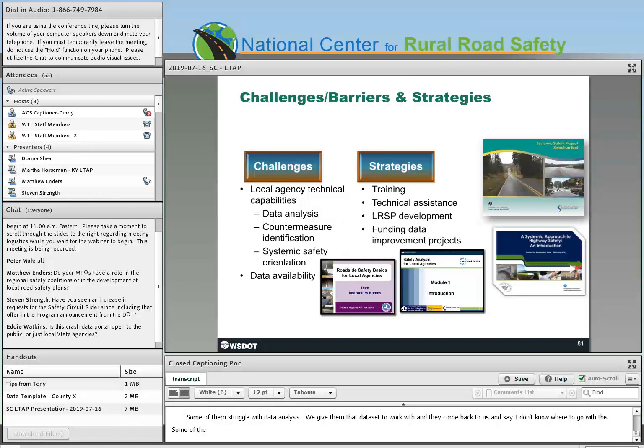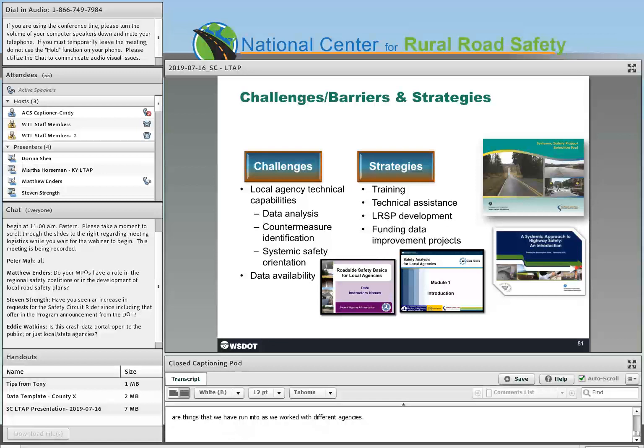Some of them can look at that and know where they're trying to address things, but they struggle to know which kinds of countermeasures to use to address those. Some of them, just in general, are used to the more historic addressing spot locations, where they will go and make improvements spot by spot, and just don't have that mindset or background or history in how to do more of a systemic safety, widespread kind of approach to safety. And so some of them struggle with that. And then some of them struggle with data availability, that some of them have a lot of useful information and some of them do not. And so all of those are things that we have run into as we've worked with different agencies.